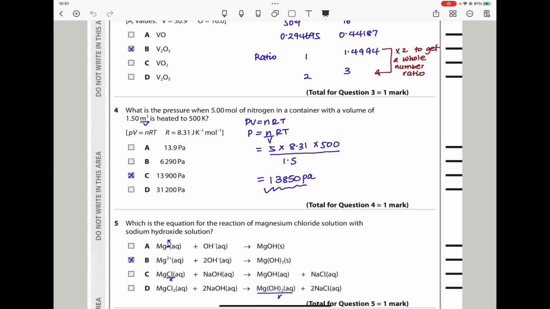Question 4. What is the pressure when 5 moles of nitrogen in a container with a volume of 1.5 meters cubed is heated at 500 K? I use the formula PV equals nRT, where R is given. P is equal to n divided by V times RT. Everything is given to me in the right unit, so 5 times 8.31 times 500 divided by 1.5 gave me 13850 pascals. So this is approximated to this, and C is going to be my answer.